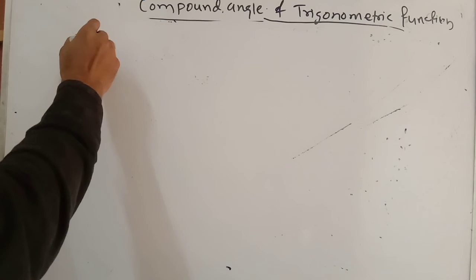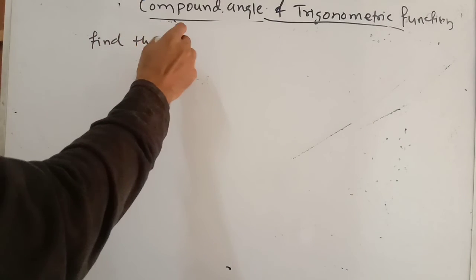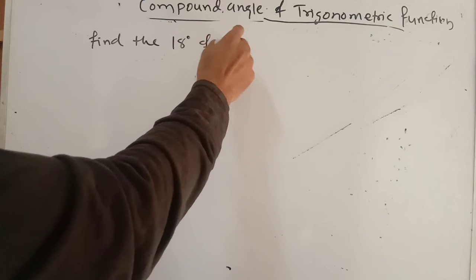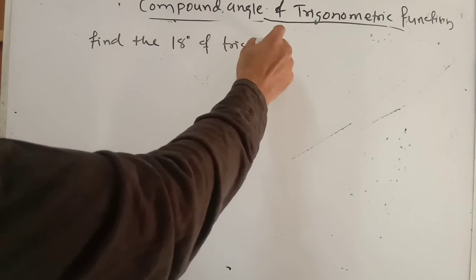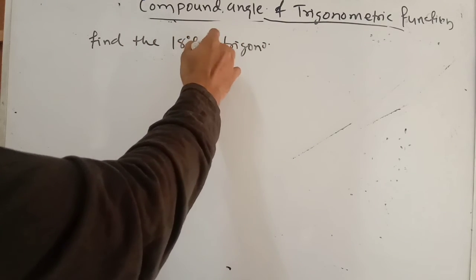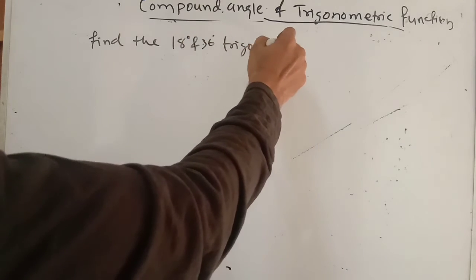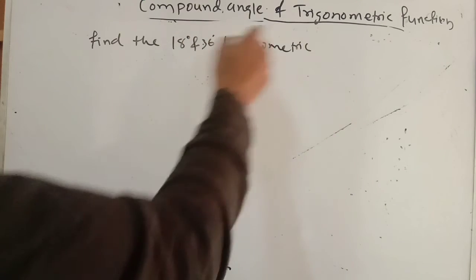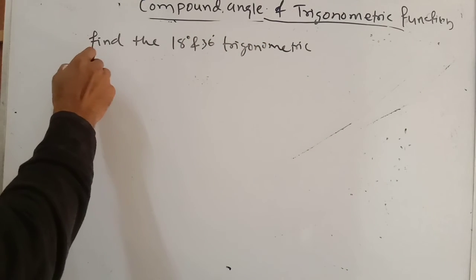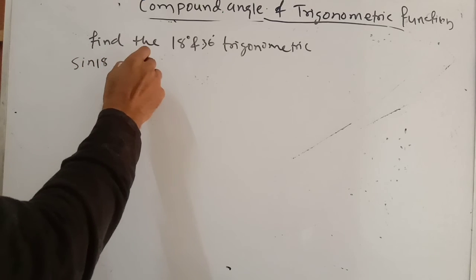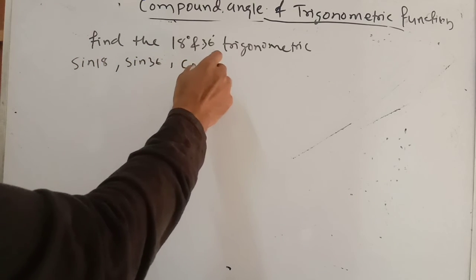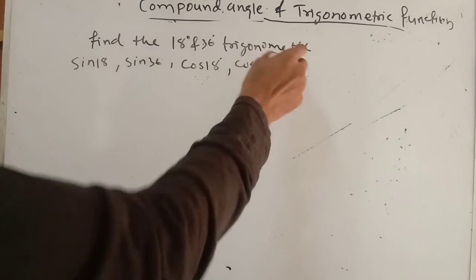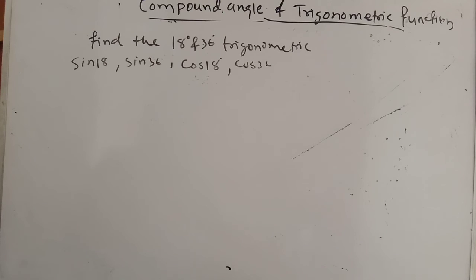Find the trigonometric function values of 18 degree and 36 degree, all trigonometric functions. Okay, so either you find sin 18, sin 36, cos 18, cos 36, tan 18, tan 36.